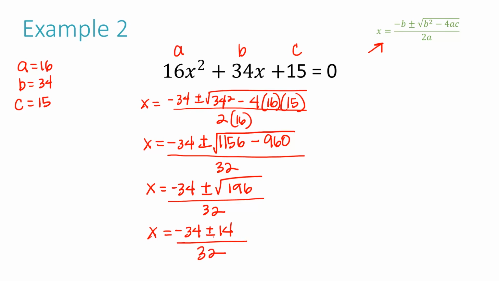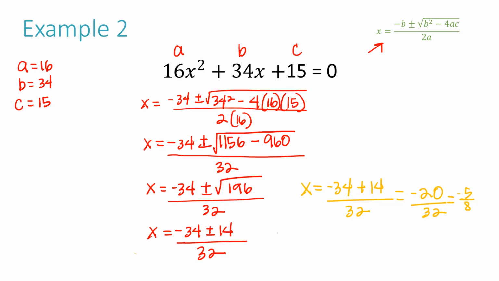Now, remember, this plus or minus tells us that we have two different directions to go, which is going to result in two different answers. The first one is x equals negative 34 plus 14 over 32. When I go straight across from left to right with my numerator, I have negative 34 plus 14, and that gives me negative 20 over 32. I can simplify that by dividing 4 into my numerator and denominator, and I end up with negative 5 over 8.